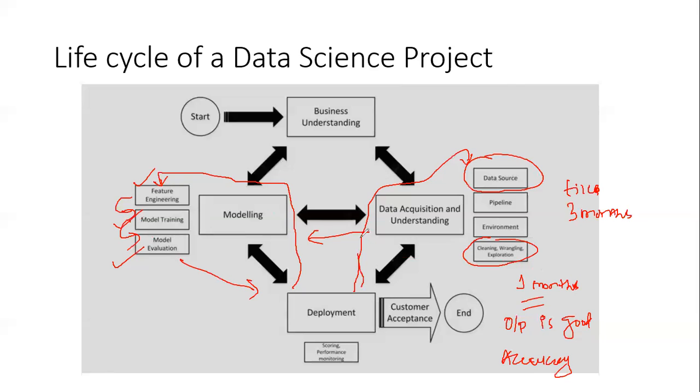We will again follow this whole life cycle, where we collect our new data, do the cleaning, wrangling, and exploration, send it to my modeling section, do my feature engineering, and do my model training. In model training, we may also change our machine learning algorithm. This is very important to understand, because some machine learning algorithms may not work with the new kind of data that we have. So we may change our machine learning algorithm, and then again we do the evaluation and the deployment process.